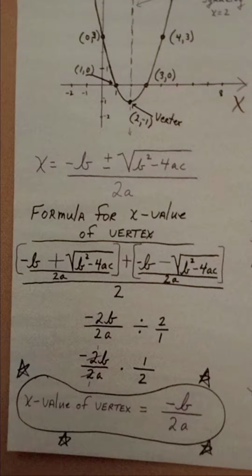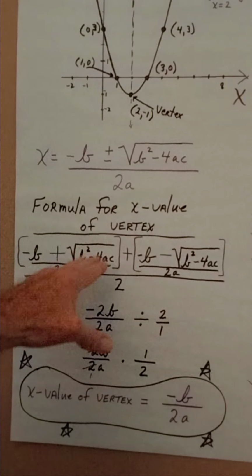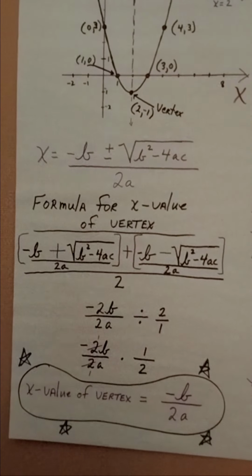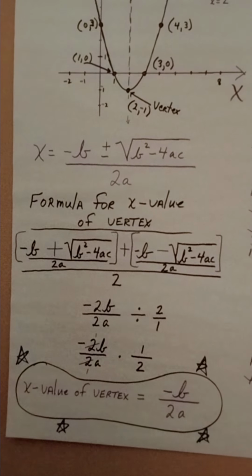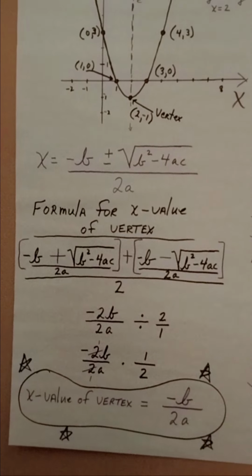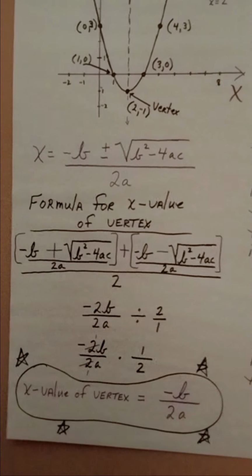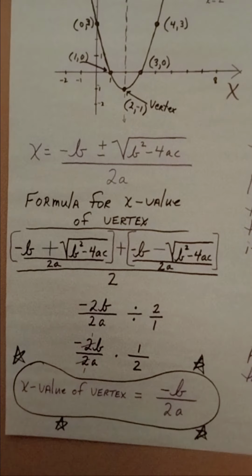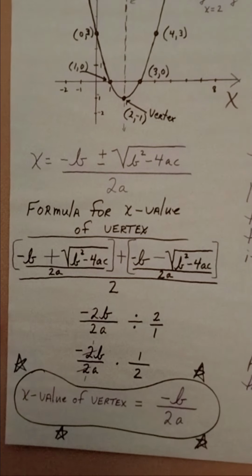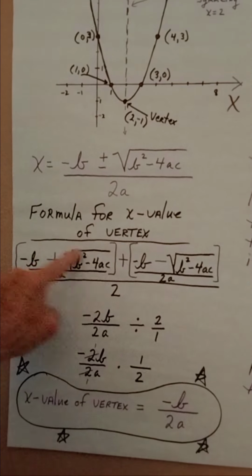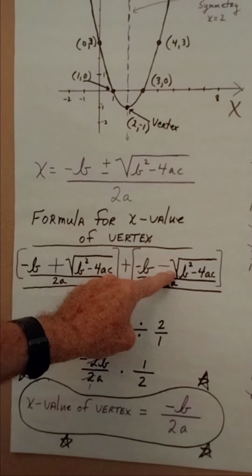Why am I using that formula right there? Why am I using the quadratic formula? Because I need to generate a formula for the x value of the vertex. I can't generate a formula by using numbers. I have to use algebraic expressions. This is one of the intercepts. This is the other x-intercept.